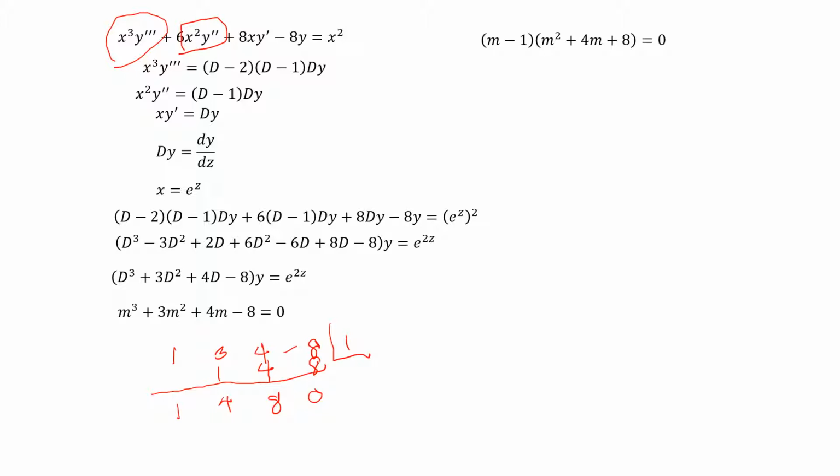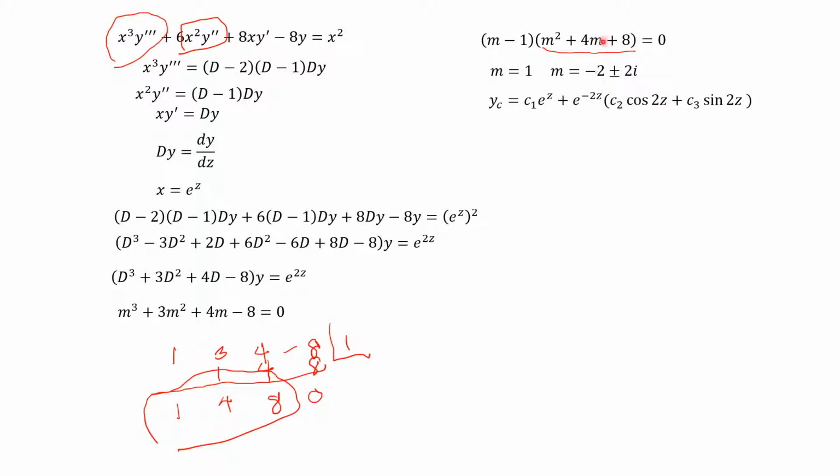So what remains is the m squared plus 4m plus 8 is 0. And using the quadratic formula, m is 1, and here is simply m is negative 2 plus minus 2i. So the roots for m squared plus 4m plus 8 is negative 2 plus minus 2i. You can use a quadratic formula, or you can simply complete the square. And then our complementary solution is c1 e to the c based on this one plus e to the negative 2c, c2 cosine 2c plus c3 sine 2c.